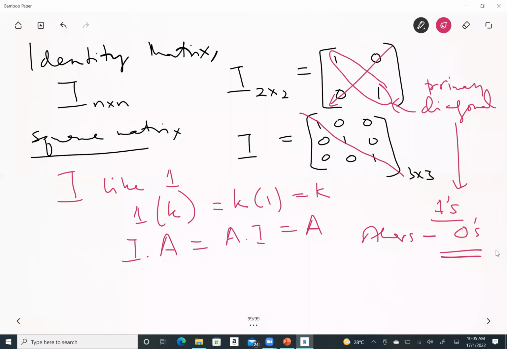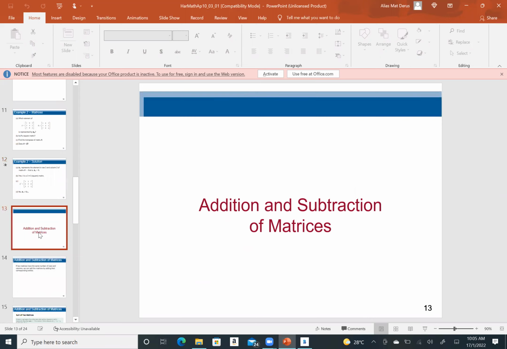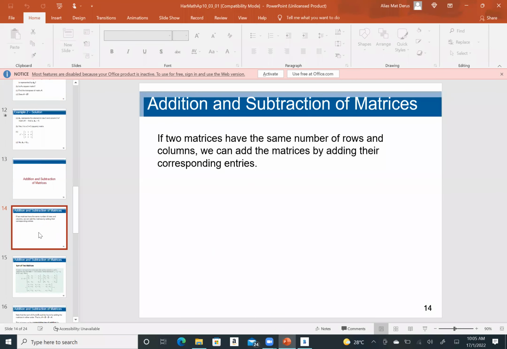Okay, all right. So what are you going to do next? We want to do some operations on matrices. A matrix consists of numbers, so we can do operations. So the first operation is addition and subtraction. So you have matrices that you can add. So how do you add matrices?